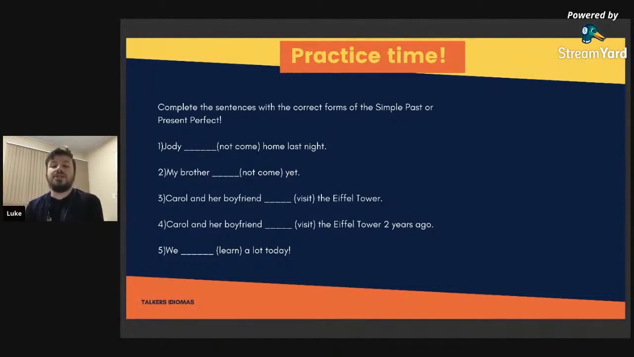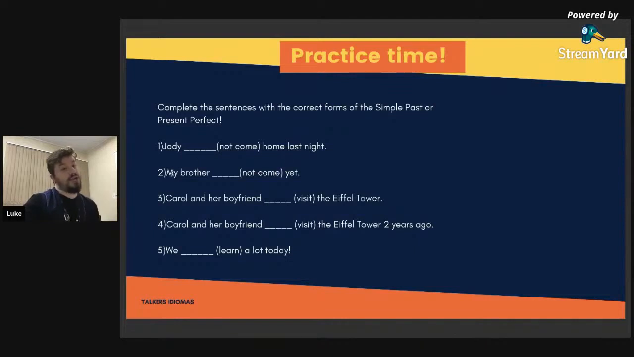Leticia says it's simple past. How do I know, Leticia, that's simple past? Because of the time marker. Because we have a time marker here. We have last night. Last night is a time marker. It indicates exactly when this action happened. So that's why we know.